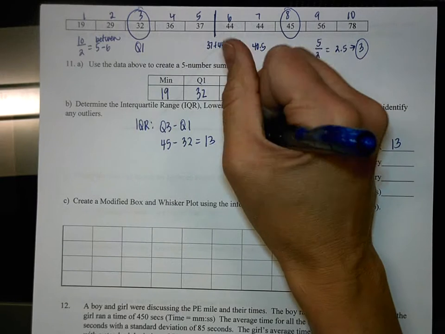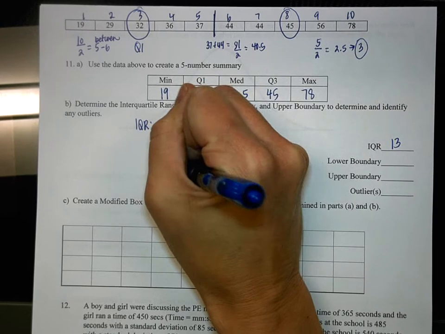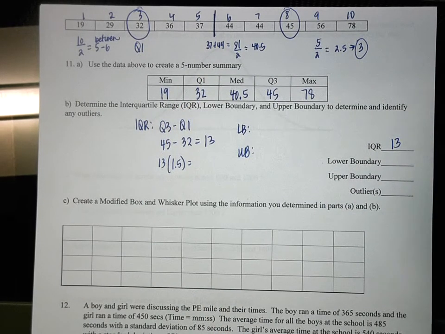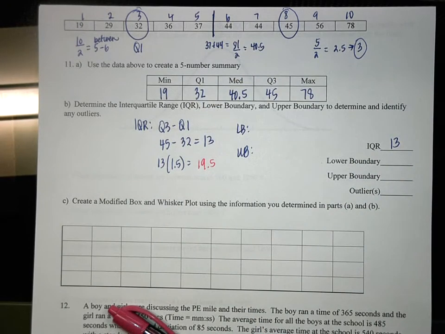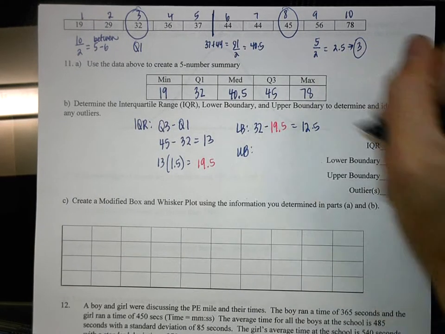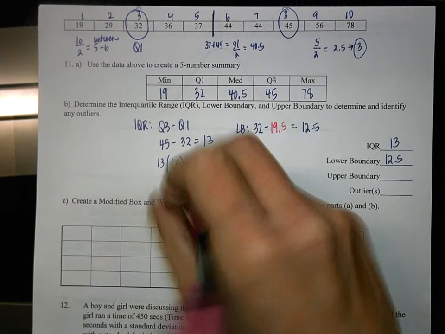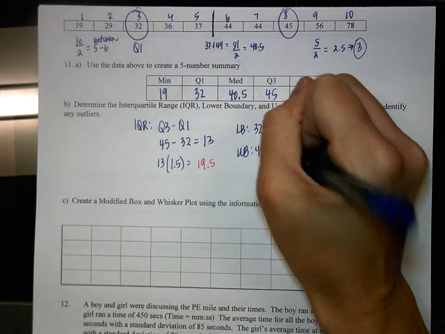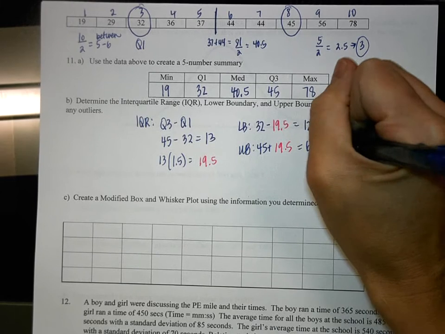Now in order to find our lower boundary and our upper boundary, we first have to take our IQR and multiply that by 1.5, and 13 times 1.5 is 19.5. To find your lower boundary, you take 32 and you subtract the 19.5. When you do that, 32 minus 19.5 is 12.5. So that is my lower boundary. The upper boundary, you take 45 and you add the 19.5. And when we do that, we end up getting 64.5.